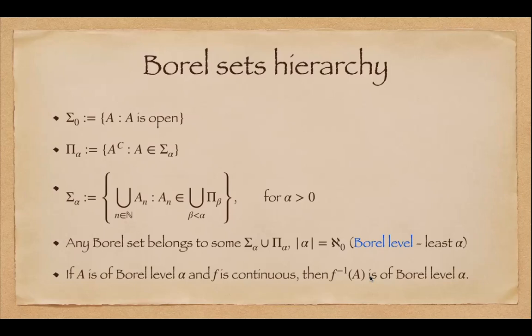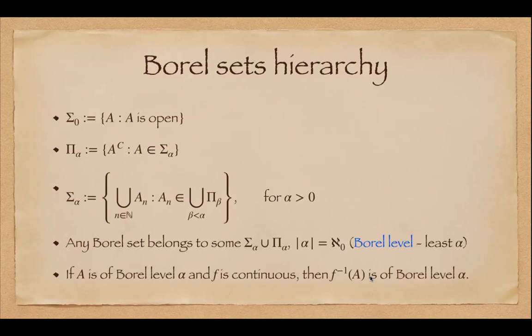And for a certain set in the Borel sigma algebra, we can take the least alpha such that that set is in either sigma alpha or in pi alpha. This is called the Borel level of the set. So now we have a certain hierarchy of Borel sets. Not all Borel sets are equal. Some are more complicated and some less complicated.